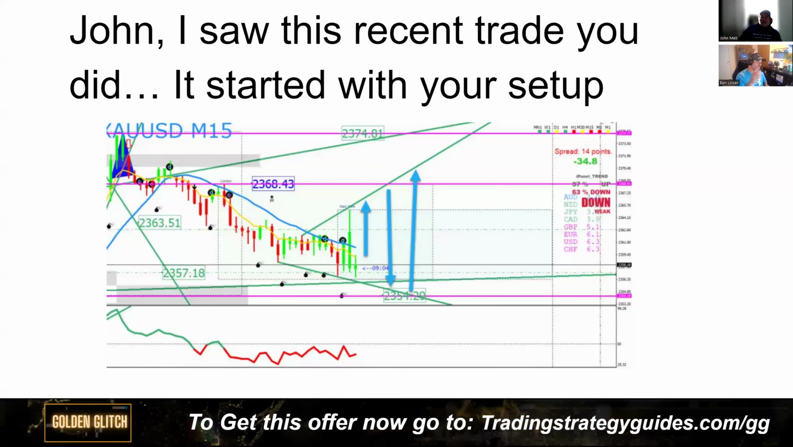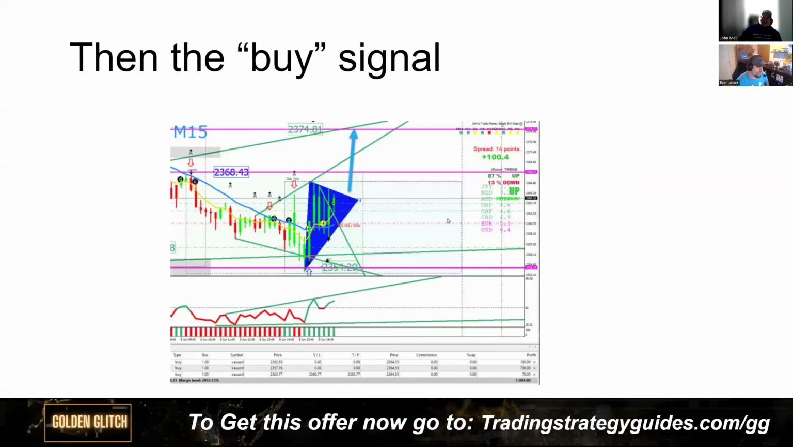1, 2, 3. And this is one that you just did. Saw this trade that you just did. This is how you started it. So there's the start of the golden glitch. Then there's the buy right there, the buy arrow. You had the videos, you had all this other stuff. It's explaining this throughout the way. Check out your little profits down there.